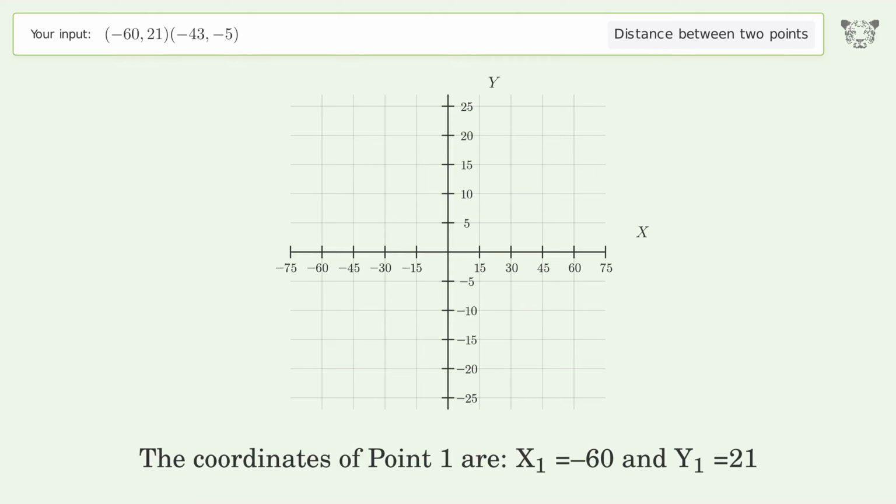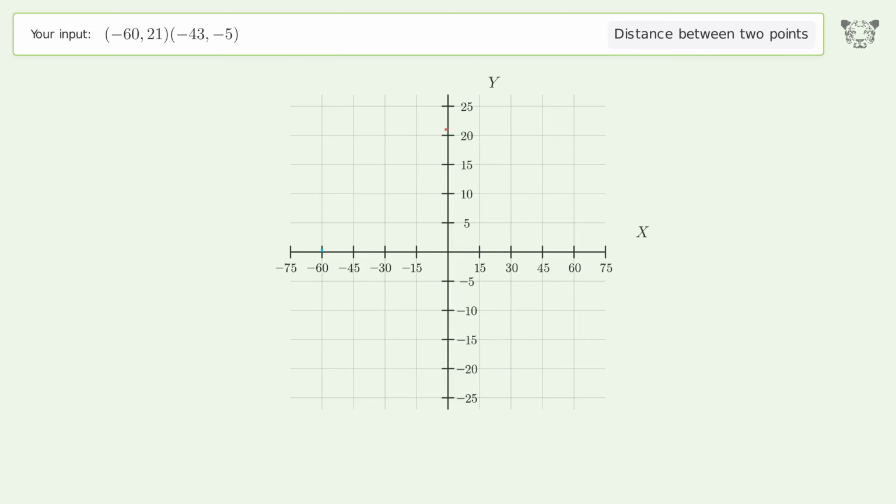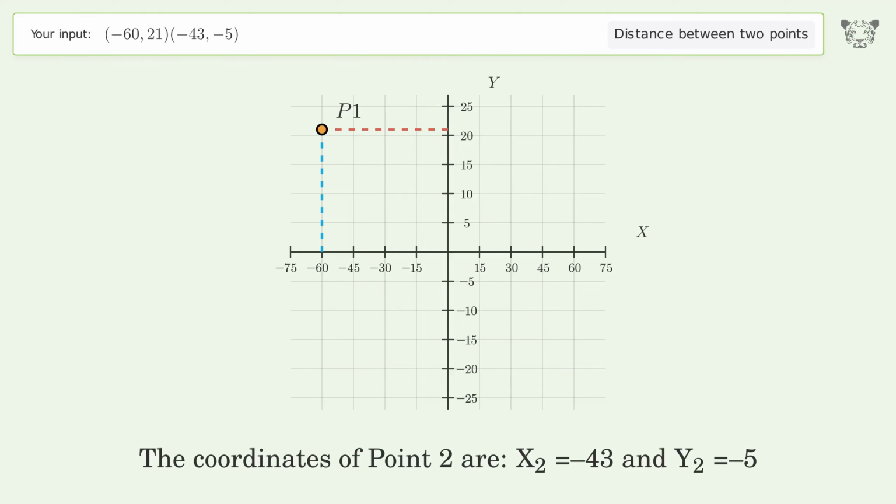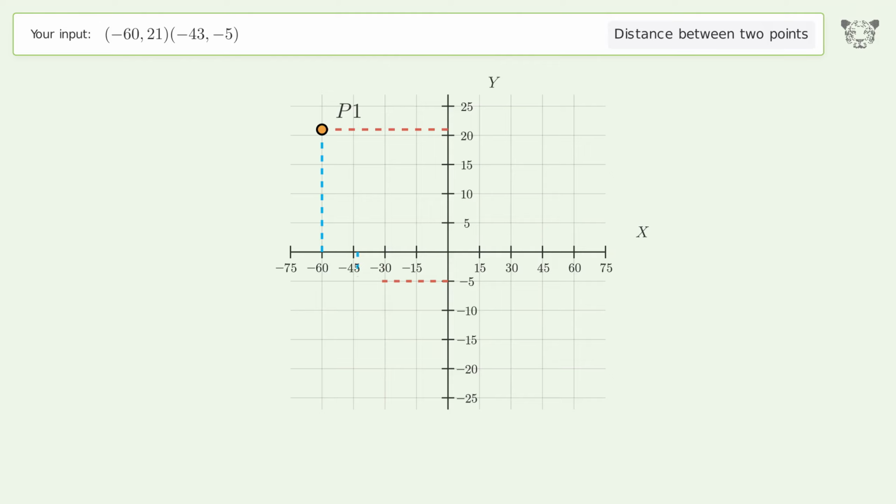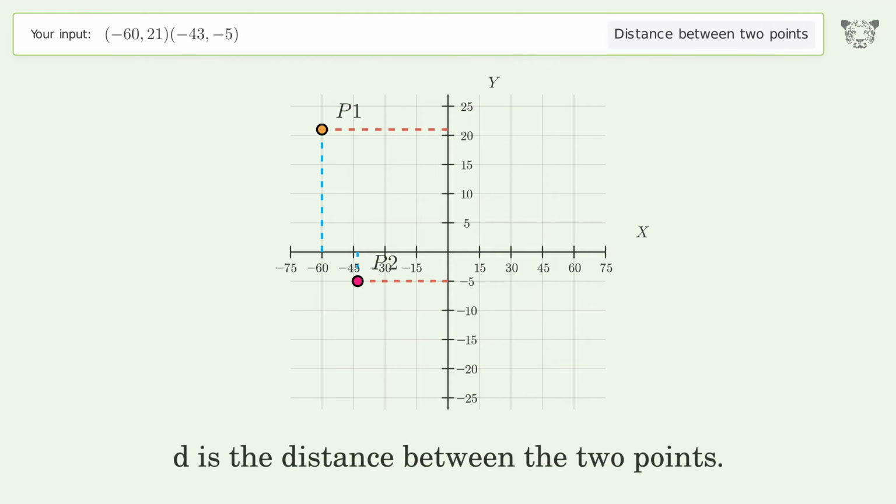The coordinates of point 1 are, x1 equals -60 and y1 equals 21. The coordinates of point 2 are, x2 equals -43 and y2 equals -5. D is the distance between the 2 points.